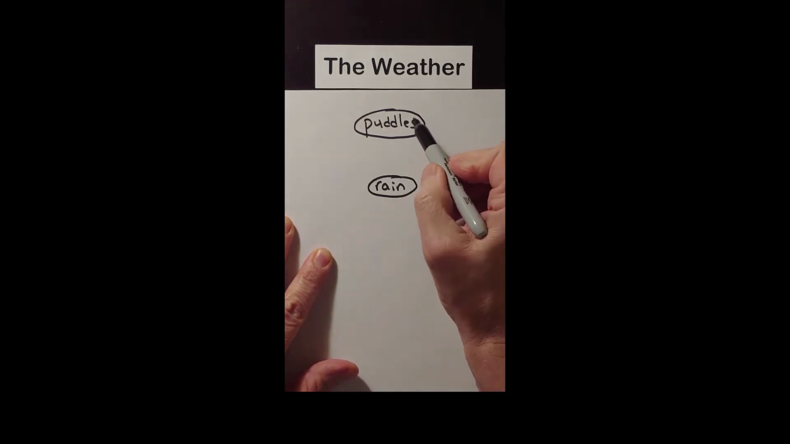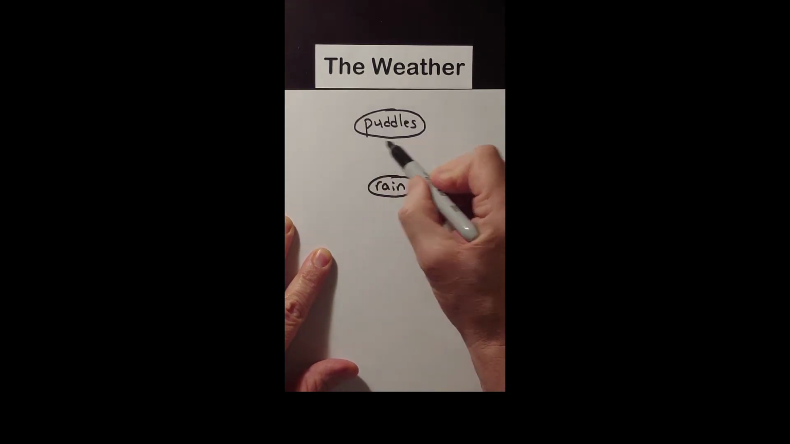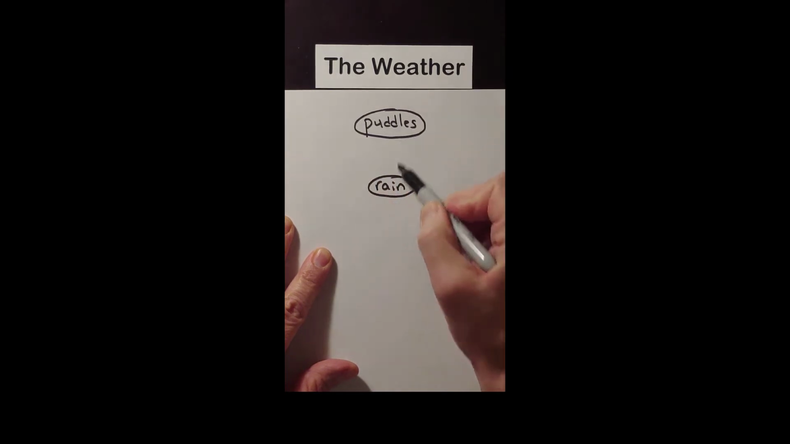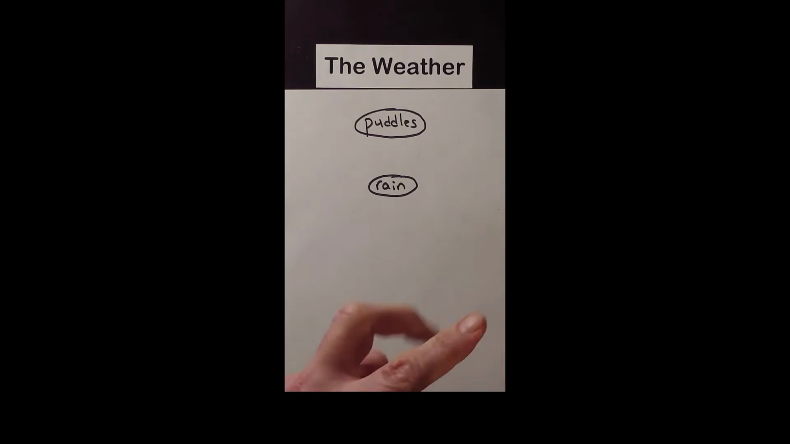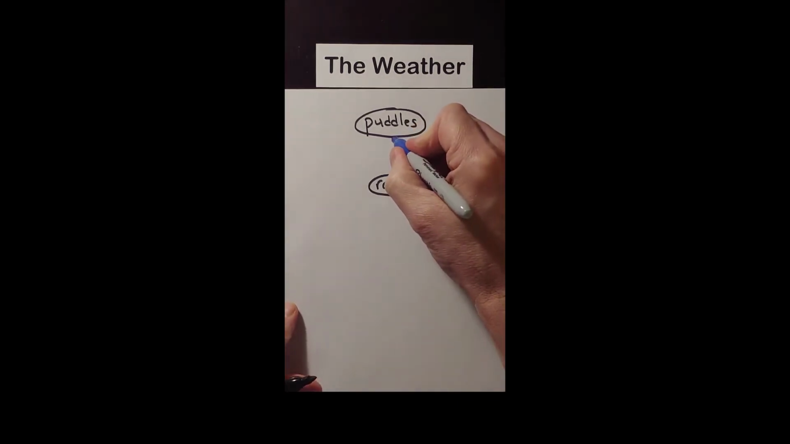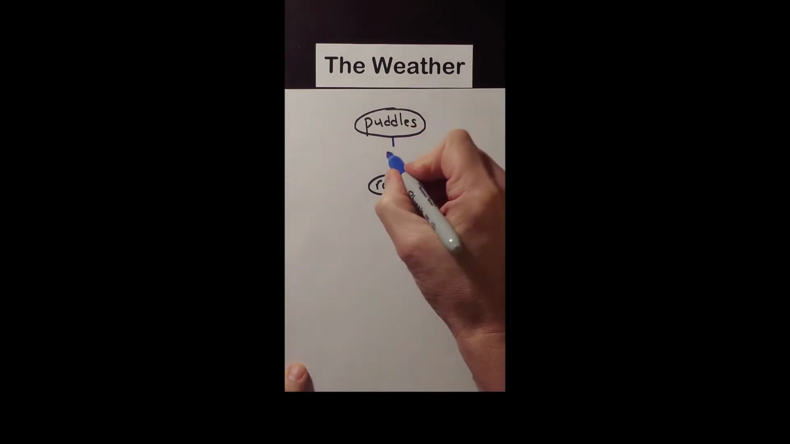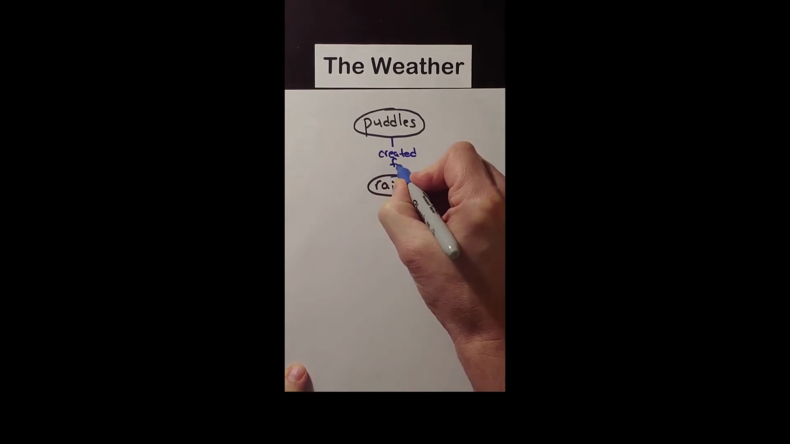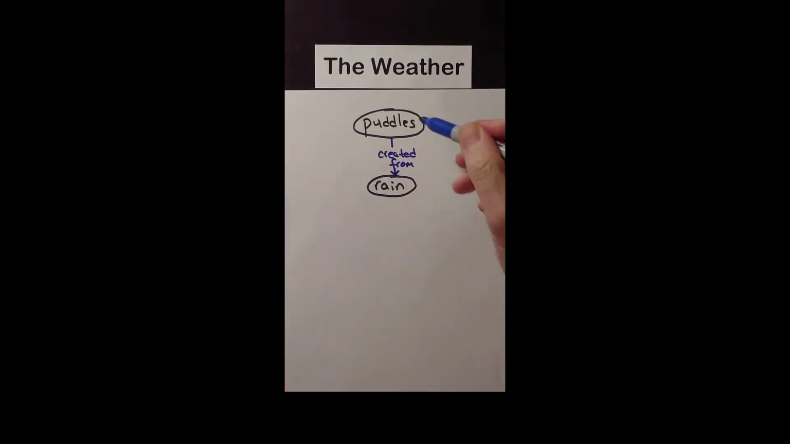Now, what we do often is we put either circles or squares around concepts, so they are quite clear on our map. And then what we do is we take a line, start it at the top, and then we write down in between the link word. And then we finish it with an arrow pointing down. So puddles created from rain.